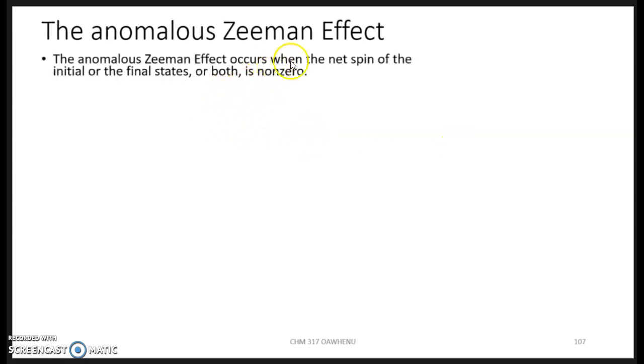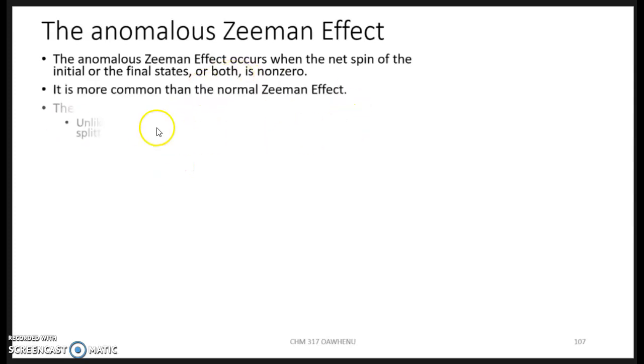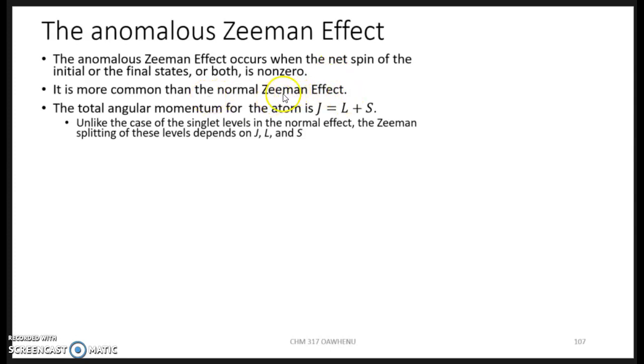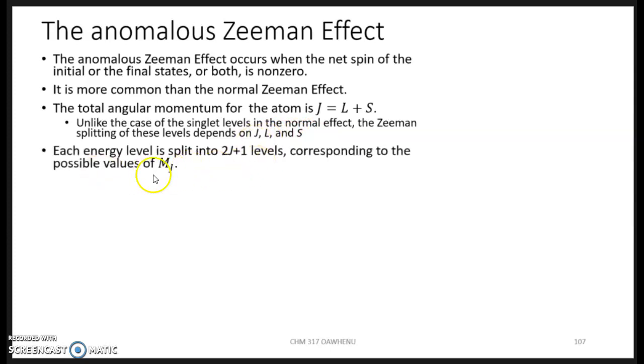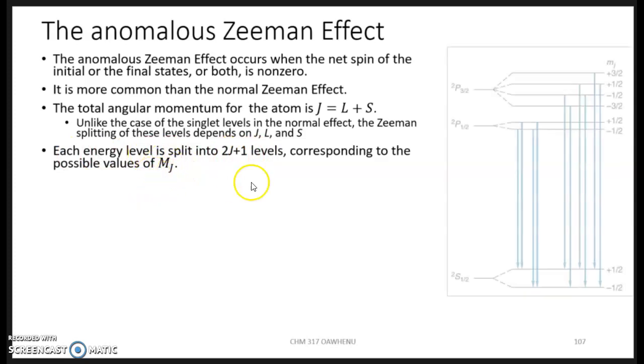The anomalous Zeeman effect occurs when the spin is not zero. The spin of the initial or final state, the spin of both of them, not just one of them, because the selection rule delta S equals 0 is non-zero, and it is more common than the normal Zeeman effect. In the normal Zeeman effect, J equals L. Here, J equals L plus S. In the normal, S is equal to 0, but in the anomalous Zeeman effect, S is not equal to 0. And the splitting now depends on J, L, and S. So recall that each energy level is split into 2J plus 1.